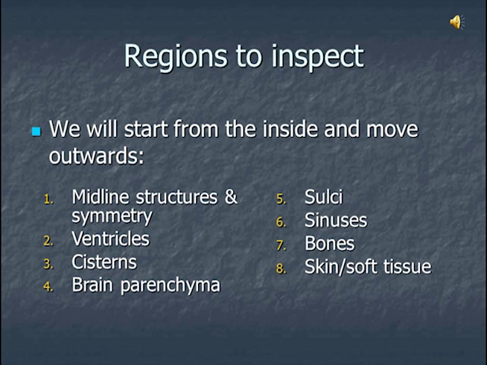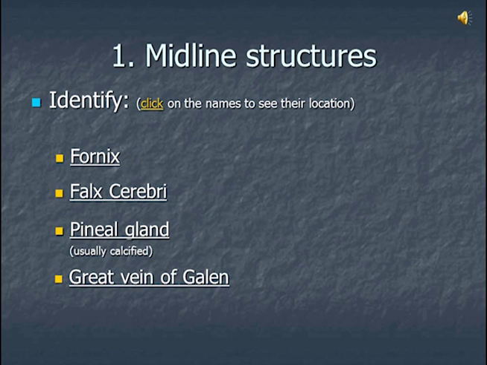Using a systematic approach, we will start from the inside and move outwards, taking special note of the structures listed here. In the midline, there are four major structures you should be familiar with. Click on the names to see their location. Note the pineal gland is often normally calcified, making it easy to find.